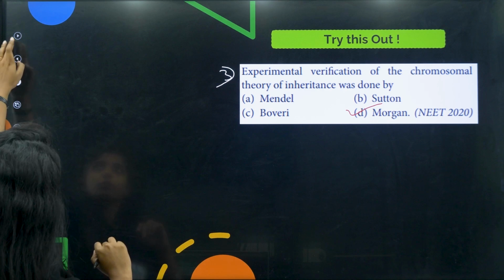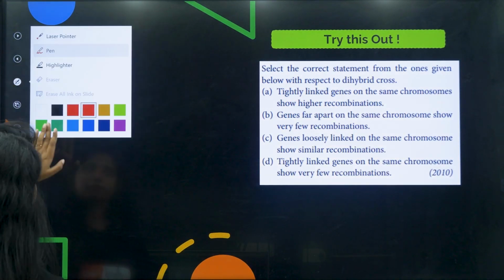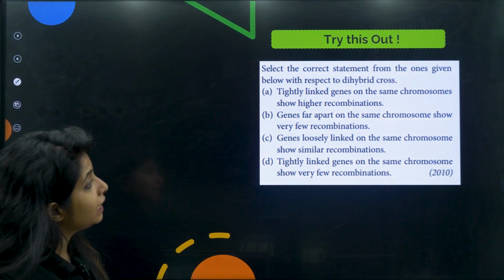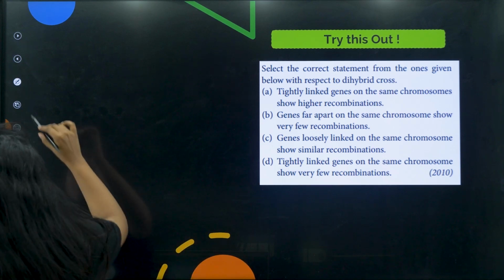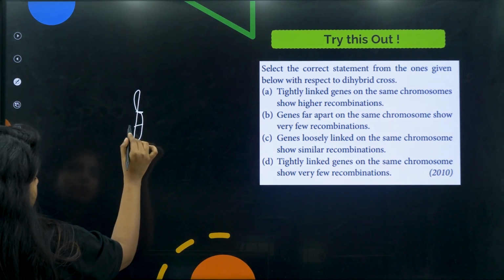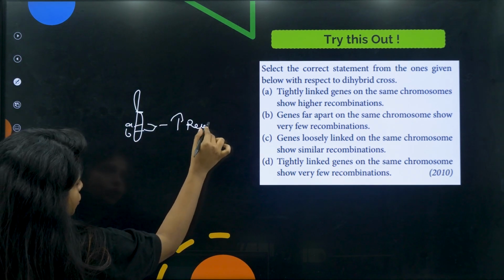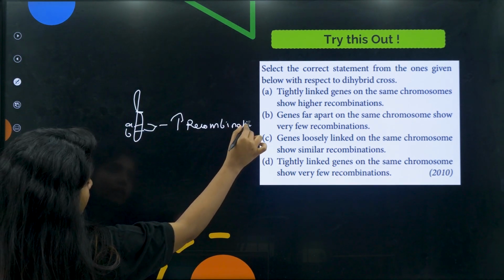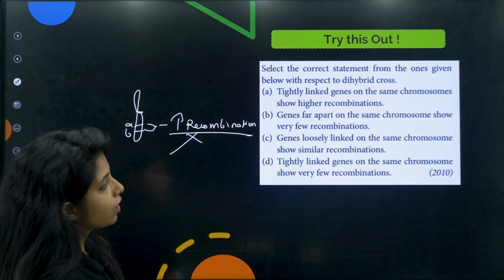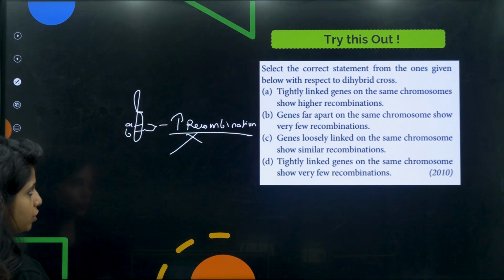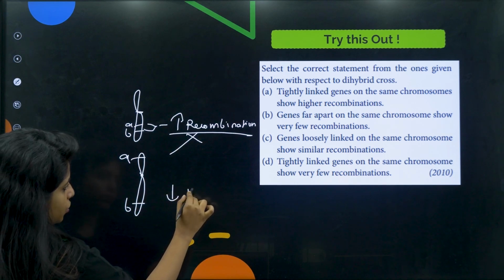This came in NEET 2020. Select the correct statement from the ones given below with respect to a dihybrid cross. Okay, let's read it very carefully. Tightly linked genes on the same chromosome show higher recombination. They are tightly linked, that is the first situation, A and B, and it's saying that since they are tightly linked, they show higher recombination. Is it true or false? Can tightly linked genes show more recombination? No, children. This is wrong. Genes far apart on the same chromosome show very few recombinations. It's saying it shows less recombination.